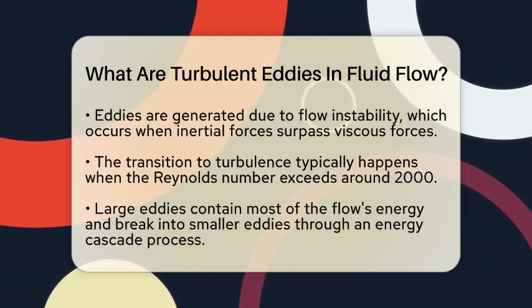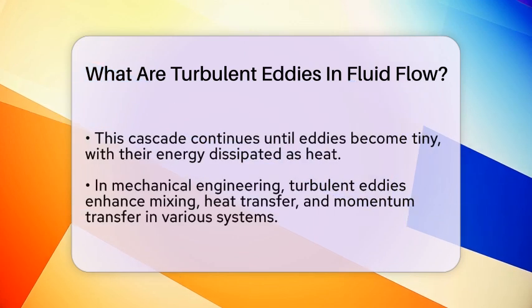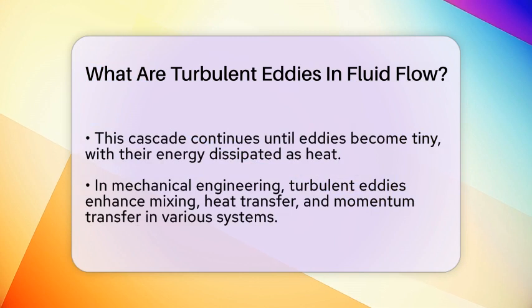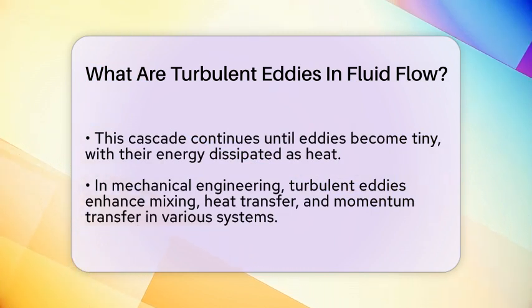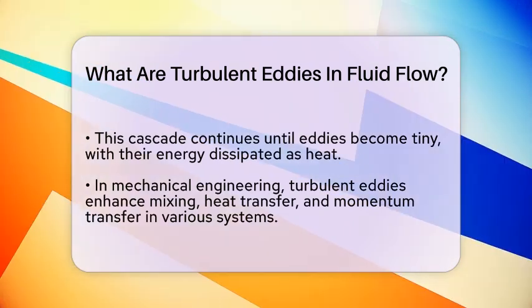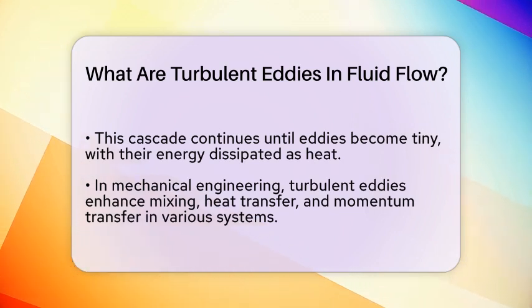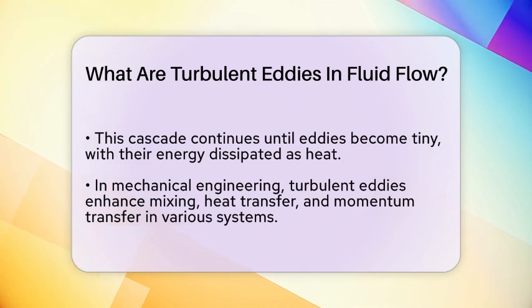Large eddies contain most of the energy in the flow. These big swirling motions break apart into smaller eddies through a process called the energy cascade. This process continues until the eddies become tiny, and their energy is dissipated as heat due to molecular viscosity. This hierarchy of eddy sizes is a key feature of turbulence and influences how fluids behave in many situations.